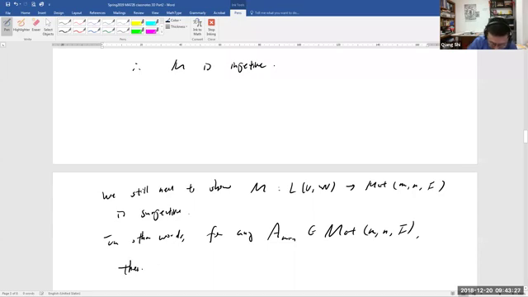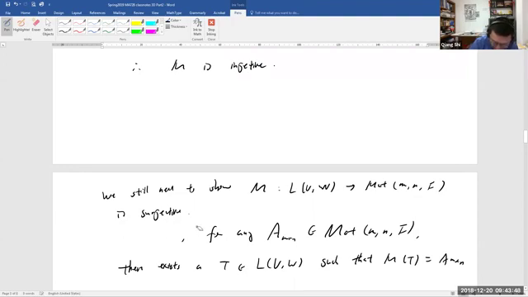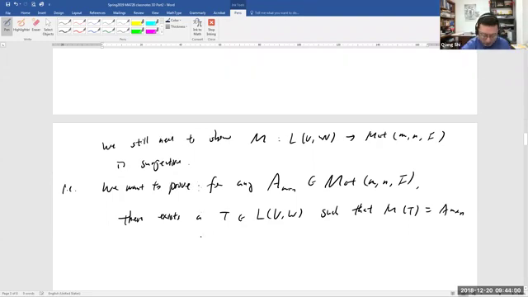there exists a T in L(V,W) such that M of T is equal to this matrix. In other words, we want to prove this. We want to prove it for any of these. So let's consider a matrix A here.